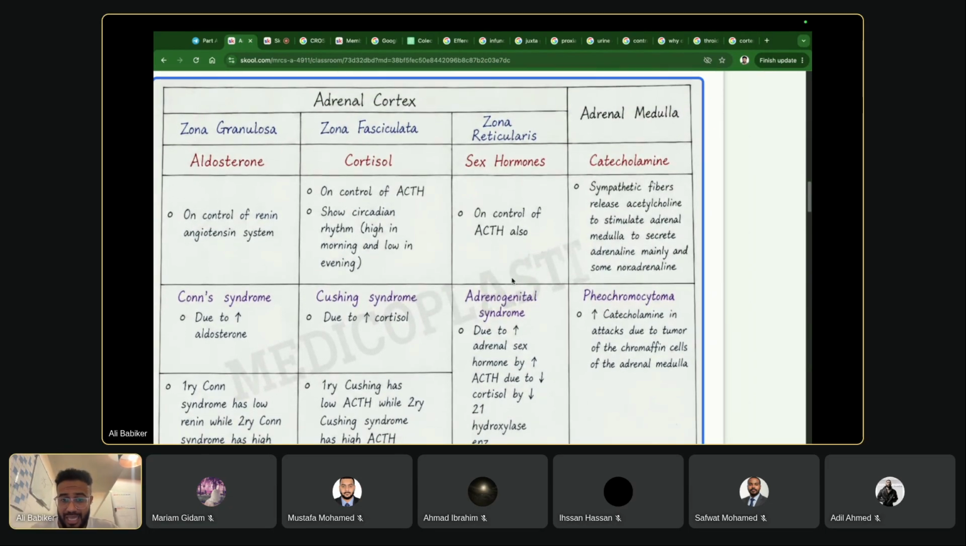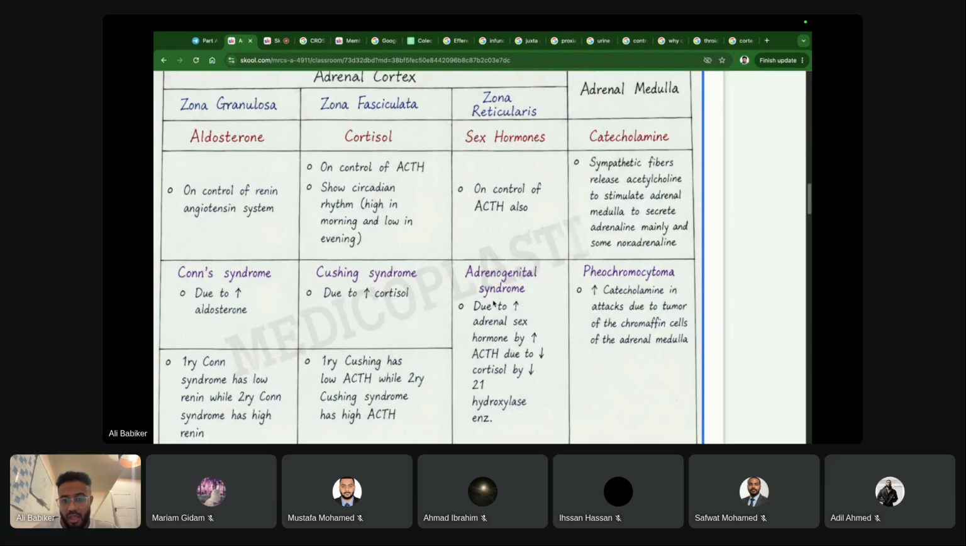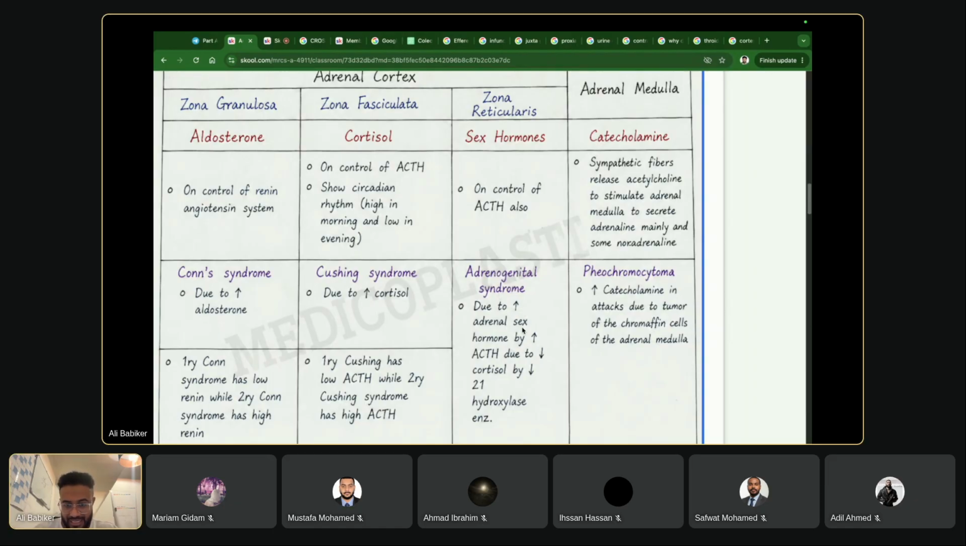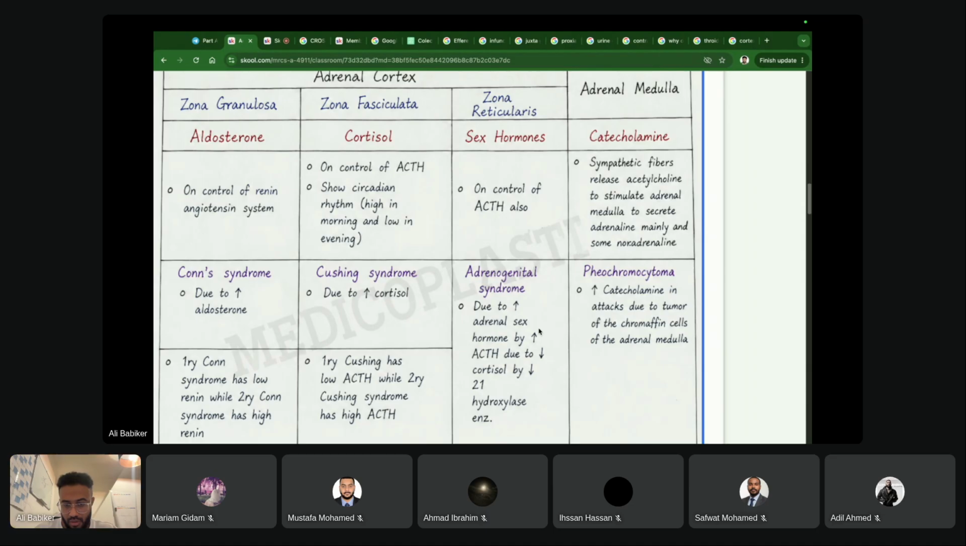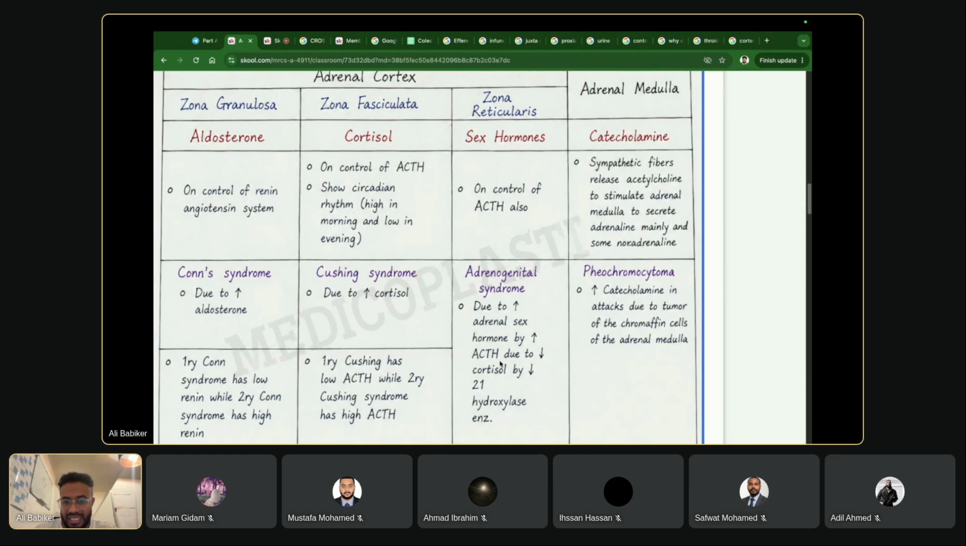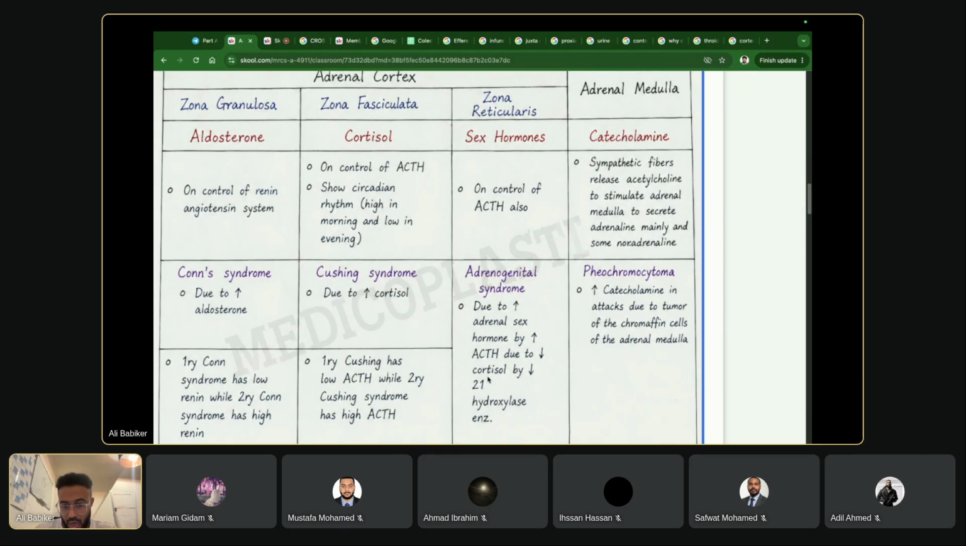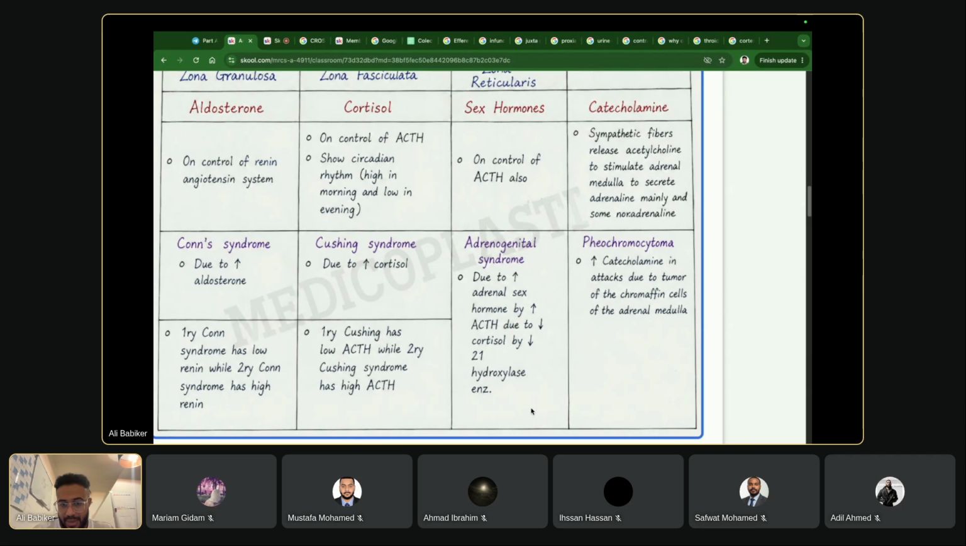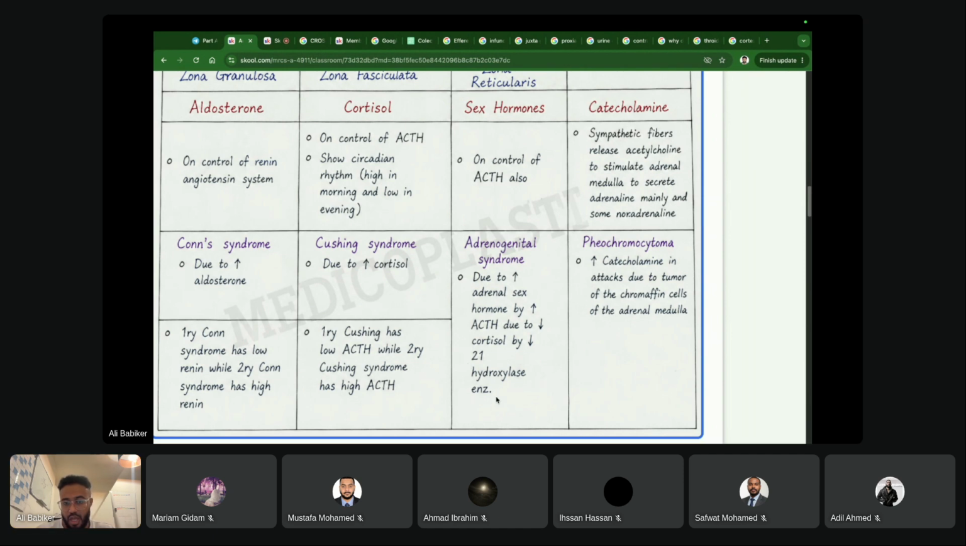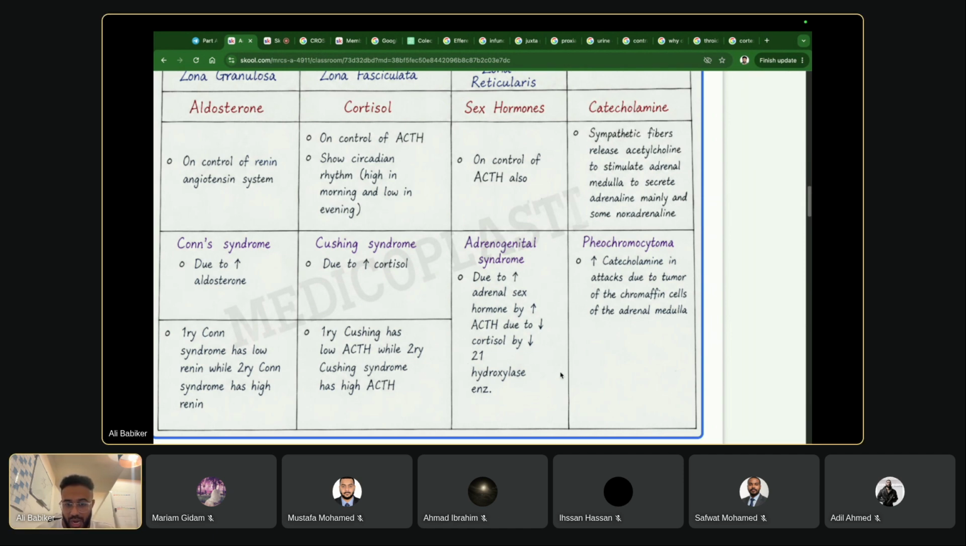If you want to understand the idea of it, there will be an increase in adrenal sex hormone, because there will be an increase in ACTH. Why? Because there is a reduction in cortisol. Why? Because you have a deficiency in an enzyme called 21-hydroxylase. The question in your exam will be, what enzyme is missing? And the answer is 21-hydroxylase enzyme. So a defect in 21-hydroxylase enzyme will lead to adrenogenital syndrome.